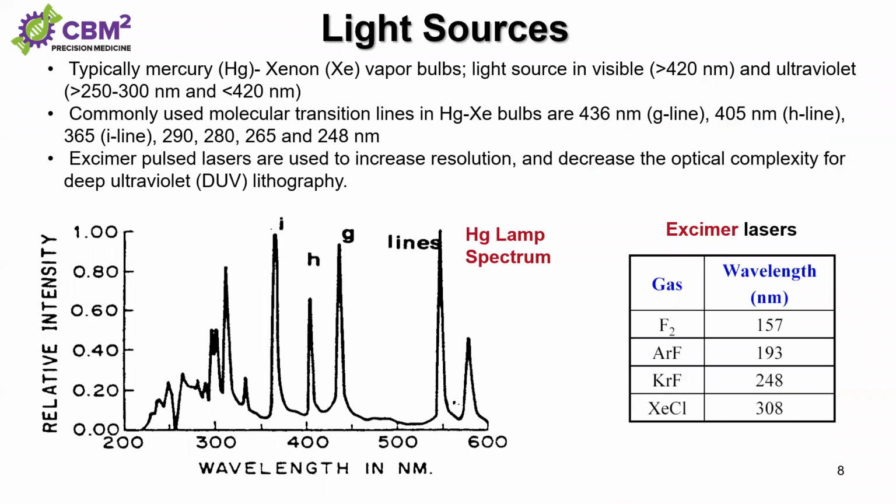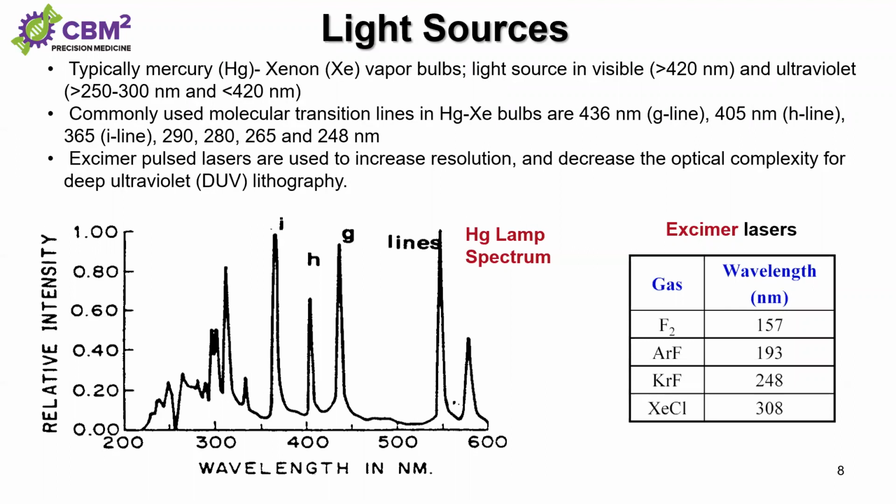So let's go through the important components one by one. The first requirement for photolithography is the light source. For most conventional photolithography systems, they use a mercury xenon lamp. This shows the spectrum from the mercury xenon lamp. You have different lines, right? Basically, they use a filter to select a single line of this light.